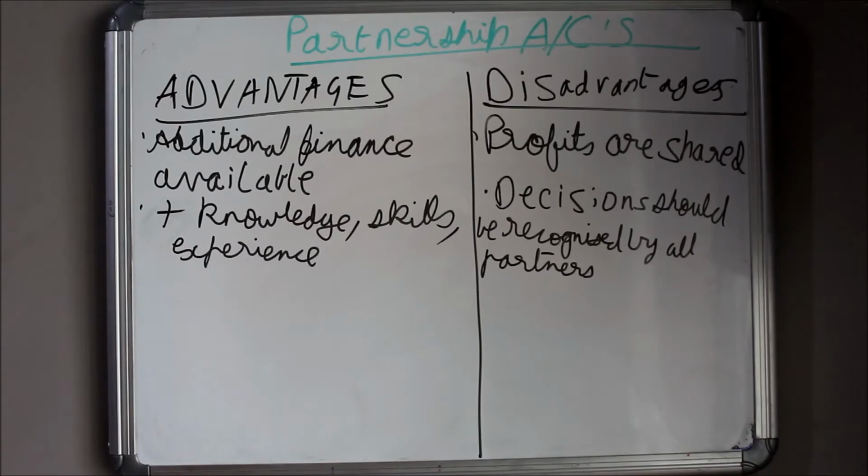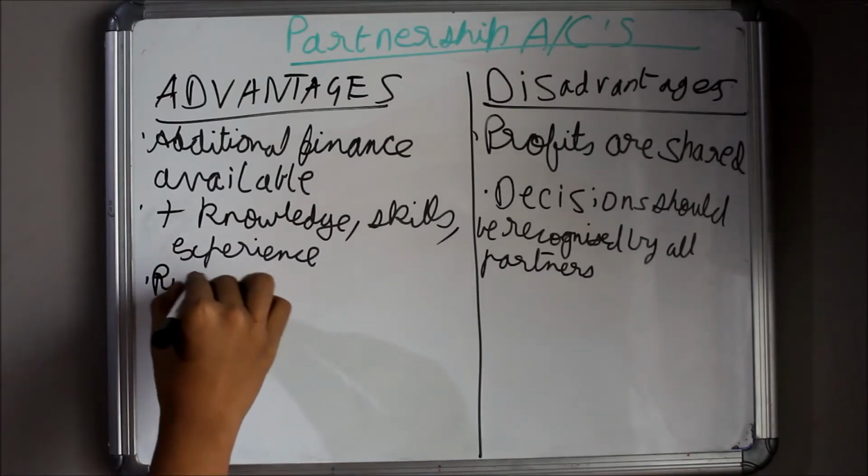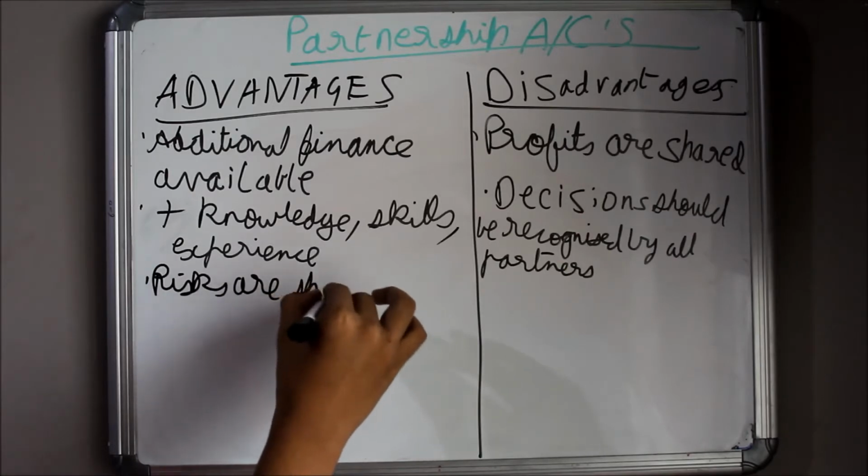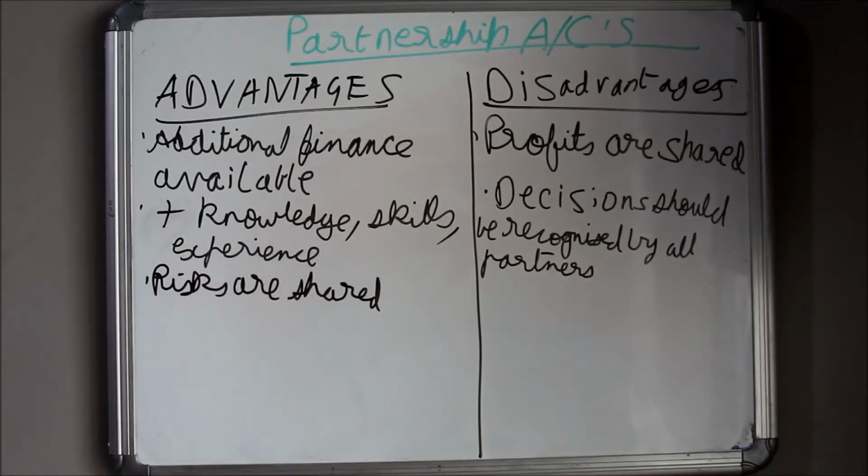Following, another advantage is that the risks are shared. In a sole trader business, the risks have to be borne by the ultimate owner. But in a partnership business, the risks are shared. Even if the business goes into a loss, there won't be one single person who bears all that loss. The loss will also be shared within the partners. Just as the profit is shared, the loss will also be shared. So not just one person's personal belongings can be taken, other partners' personal belongings may be taken too. So that's one advantage.